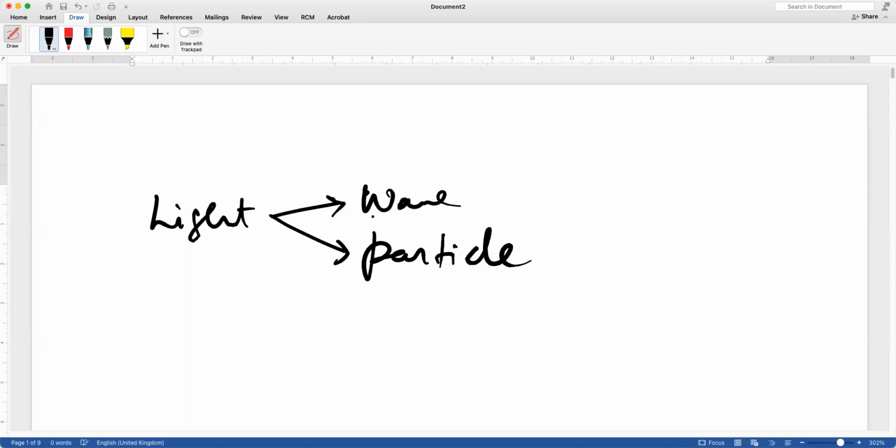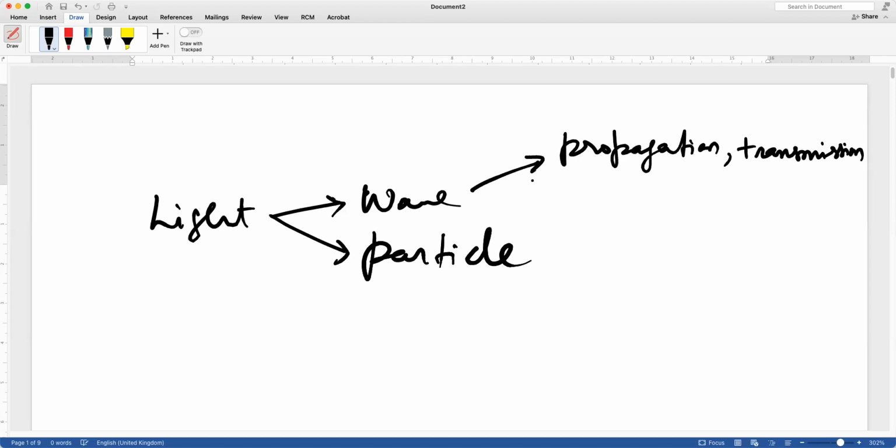We need to go with either the wave nature or the particle nature, depending on what the light is doing. For example, if you have something like propagation, we need the wave property. We also call that transmission, because in optical fibers and everything, we put it as a transmission.